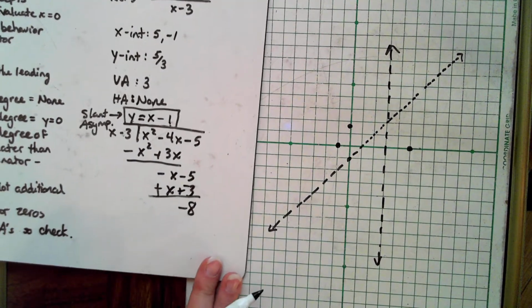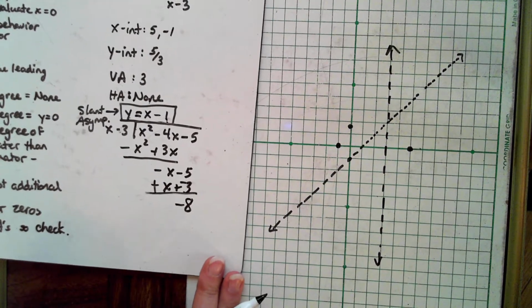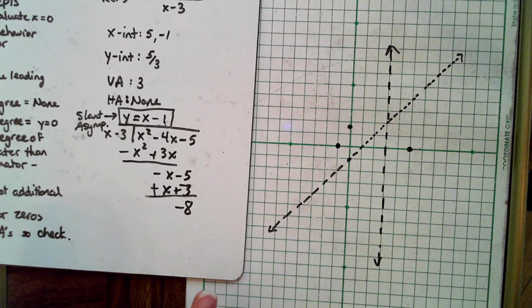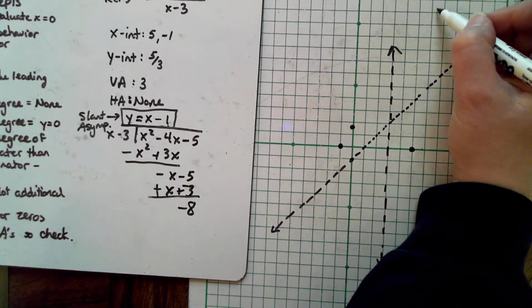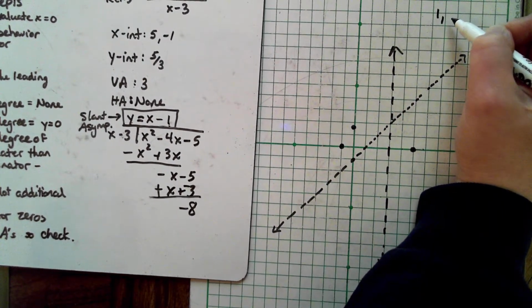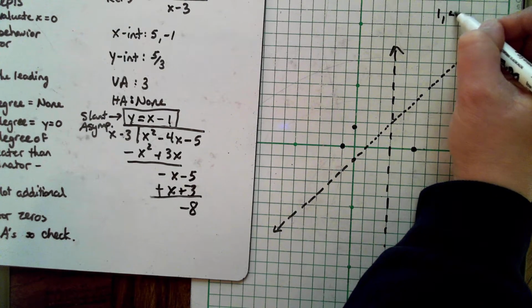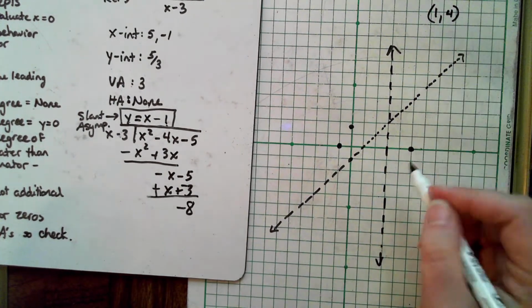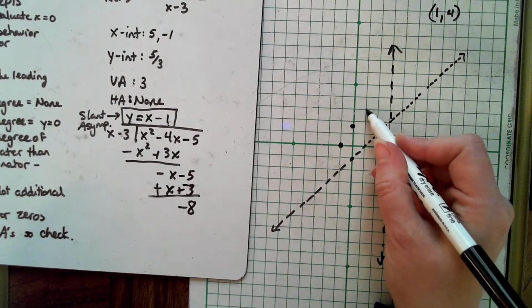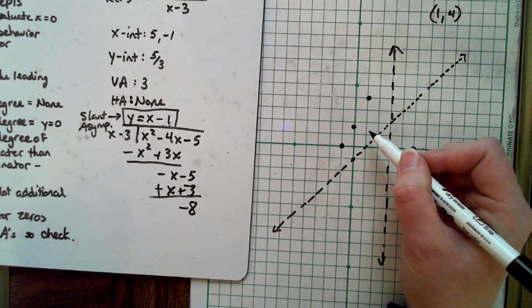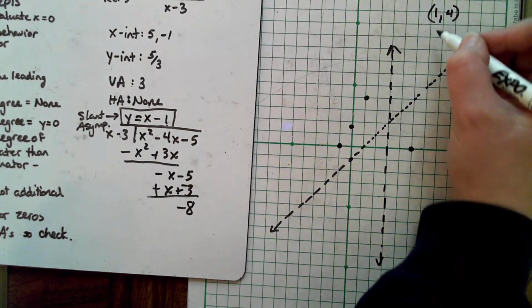Now, I'm pretty much done with all of that. So all I need to do is find a few extra points and put them on, and that will help me with my graph. So I'm going to put in 1. If I put in 1, I get, let's see, 4. Okay, so I'll graph the point 1, 1, 2, 3, 4. There it is. I'll put in -2.